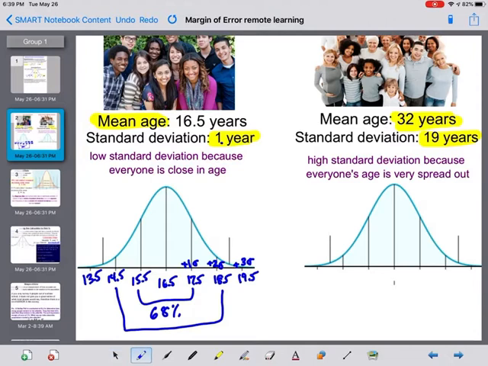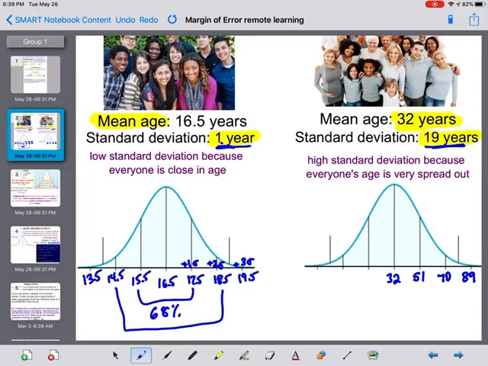Now let's take a look at what it means. So this is a low standard deviation because it's only 1 year. Here we have a high standard deviation. So our average was 32. We add 19, so 32 plus 19 is 51. We add 19 again, another standard deviation, that's 70. And we add 19 one more time, and that's 89.